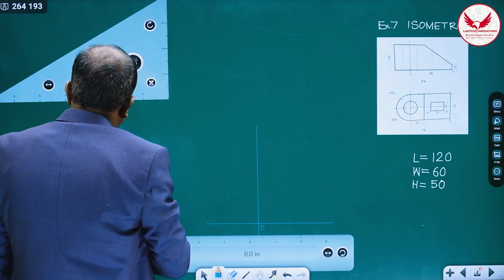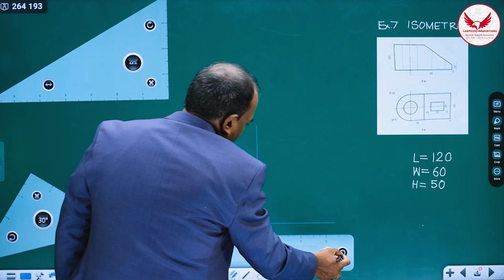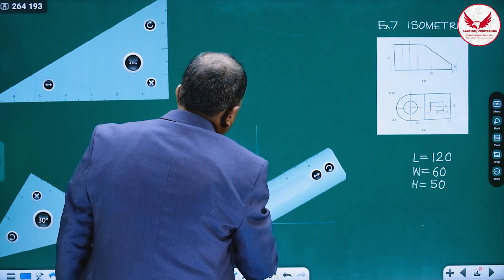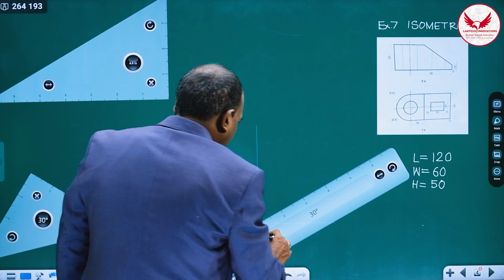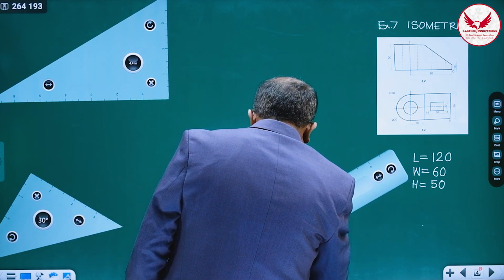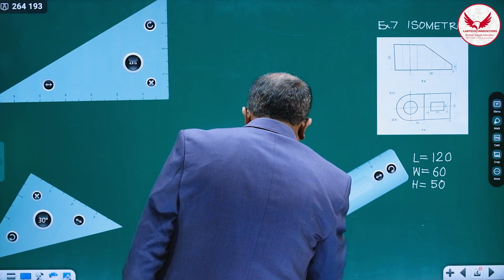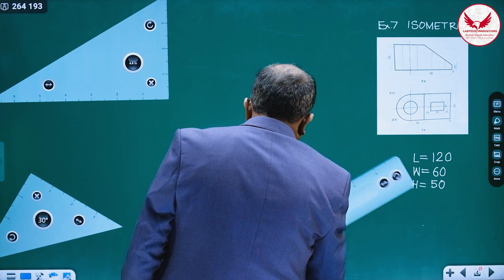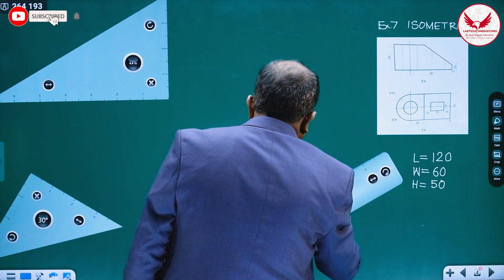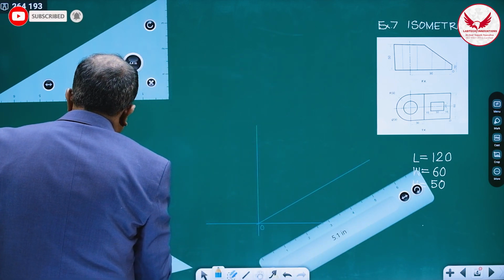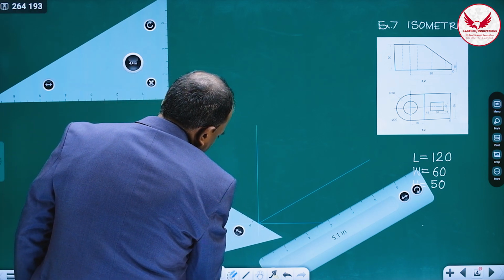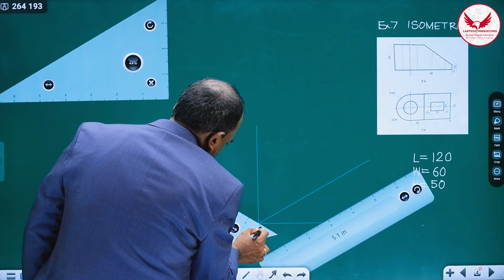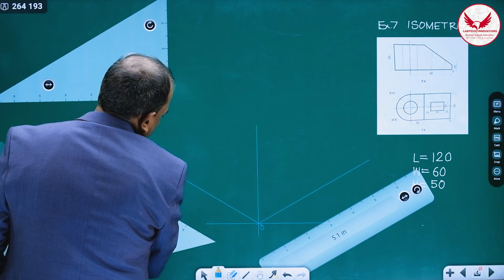So this is the origin, and from the origin you mark the line towards the right at an angle of 30 degrees, and another line 30 degrees towards the left, like this from the origin.